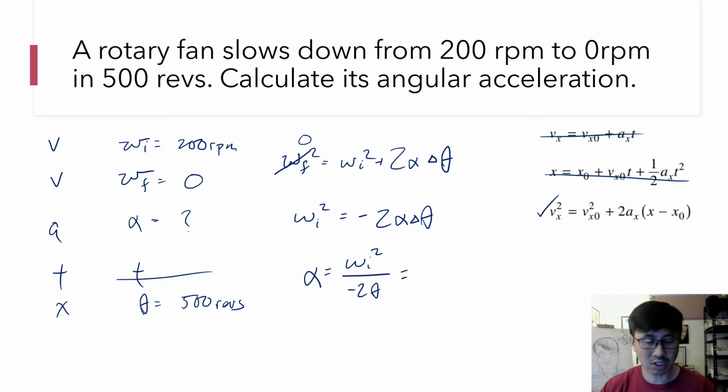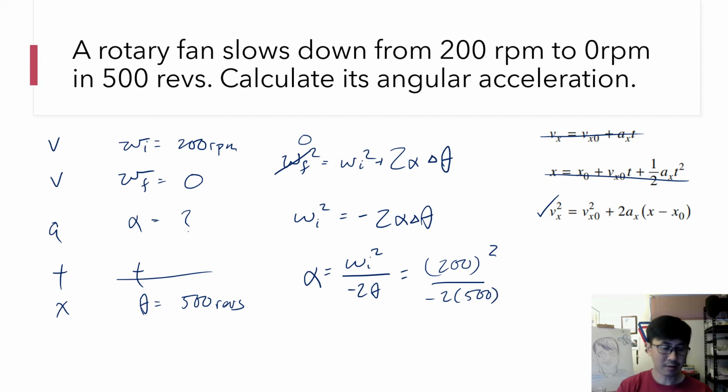If I plug in, let's just solve this. So 200 squared divided by negative 2 times 500, right? Divided by 1000. So it's negative 40 revs per minute a minute. Oh, that's ugly. Revs per minute. Whatever. I was too lazy to turn it into rads a second. It's fine.